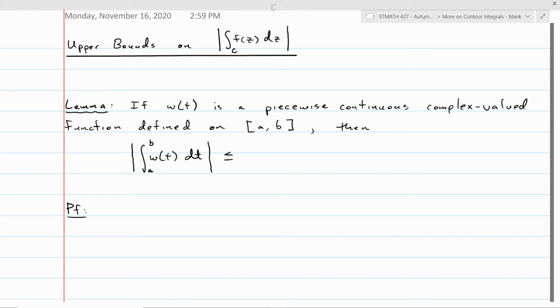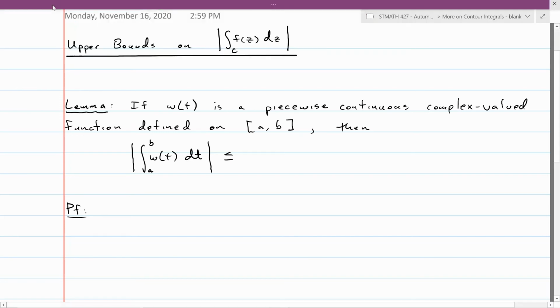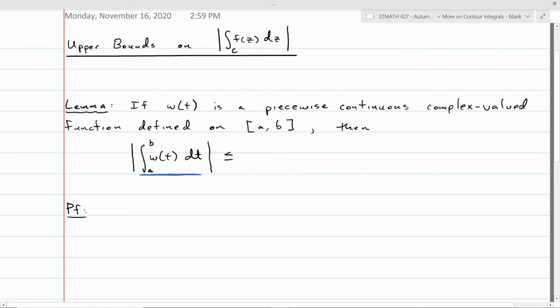These kinds of integrals that are appearing here in this lemma, those are the kind of integrals you get when you have a contour integral and then you substitute in your parameterization for your contour. It ends up turning into one of these kinds of integrals.